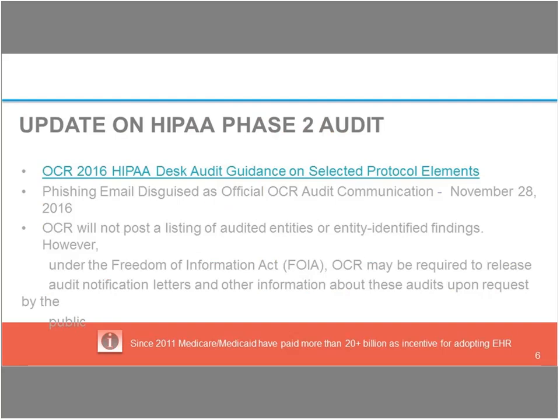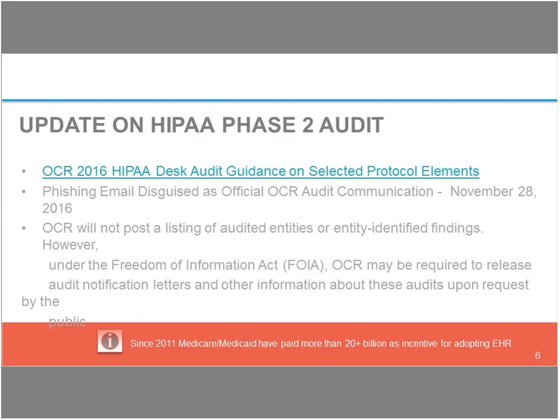Before we get started, I want to jump right into the topic of the phase 2 audit and what is happening. As you see here, desk audits are currently going on, and HHS has published a lot of information on the audit protocol, and frequently asked questions about what kind of documentation to prepare and submit, primarily targeted towards the entities who have been selected for phase 2 audit.